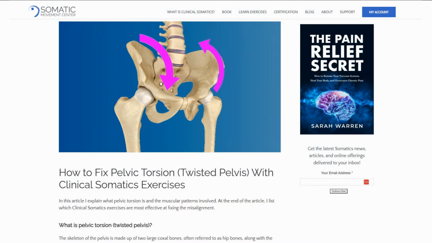On my website, I have an article about pelvic torsion, and in the article, I give specific suggestions about which clinical somatics exercises you should practice if you have pelvic torsion. Some of them you can practice equally with both sides, and I also describe how you can practice certain exercises more with your right or left side, depending on your pattern of pelvic torsion.